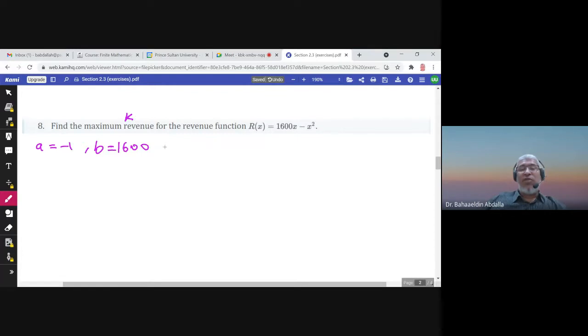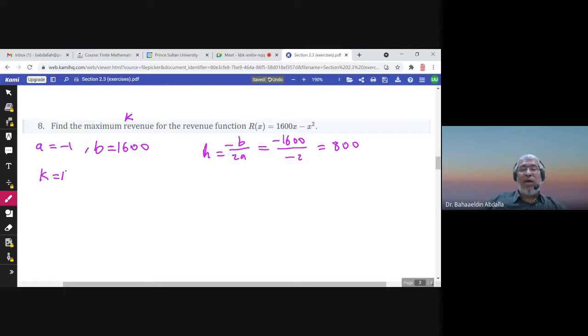So to find the y coordinate of the vertex, we need to find the x coordinate first, which is h, which is negative b over 2a. So it's negative 1,600 over 2 times negative 1. And the answer is just 800. So h is 800.